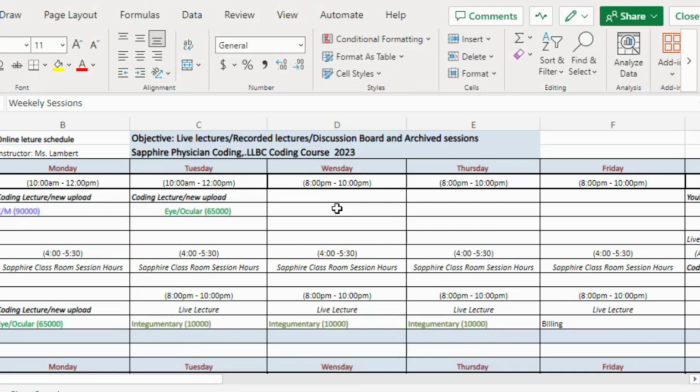But my Sapphire Physician Coding Facebook, anybody can join that. Let me know, I'll let you in. I don't even know because most of them transferred over. So you guys let me know if you can't get in. But the Instagram is where I'm most active. I do have Q&A sometimes on Facebook, so watch out for that. I think I am going to do Q&A Friday.